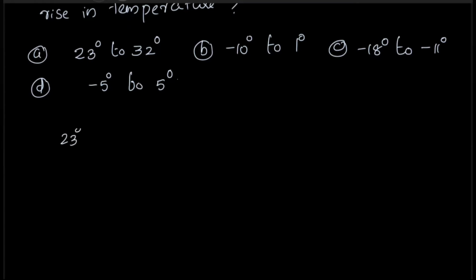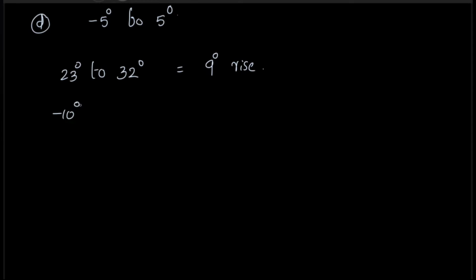Here 23 degrees to 32 degrees, the rise is 32 minus 23, which is a 9 degree rise. Next is negative 10 degrees to 1 degree. Negative 10 to 0 equals a 10 degree rise, plus 0 to 1. Negative 10 degrees to 0 degrees means a 10 degree rise.